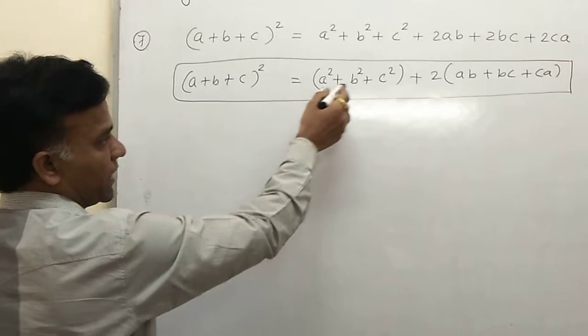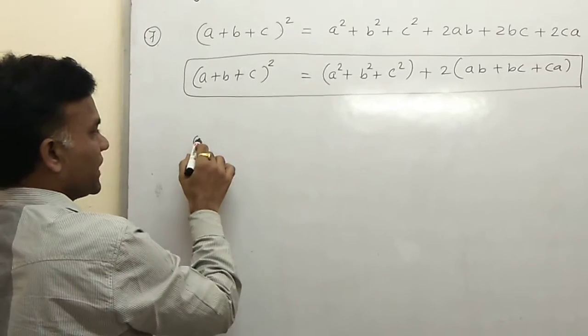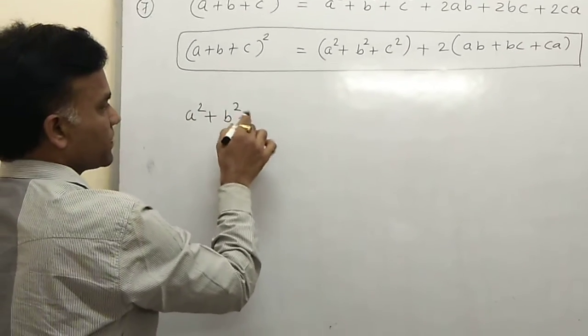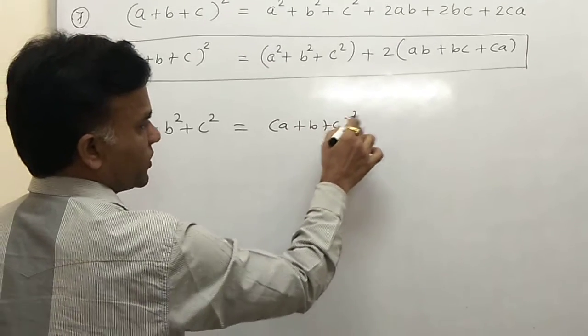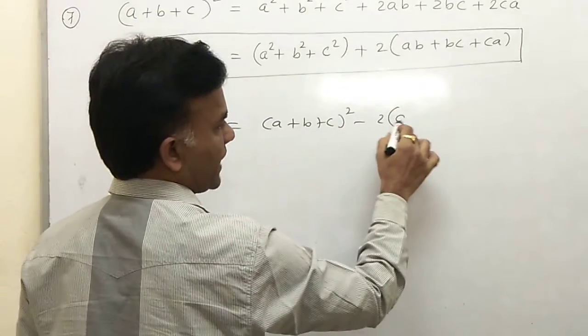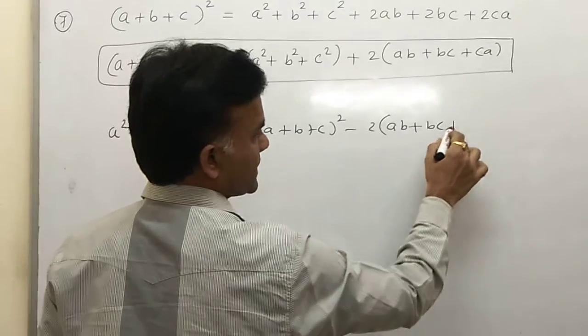Because here if you want to find a square plus b square plus c square, then using the concept, a square plus b square plus c square is (a plus b plus c) whole square minus 2 times (ab plus bc plus ca).